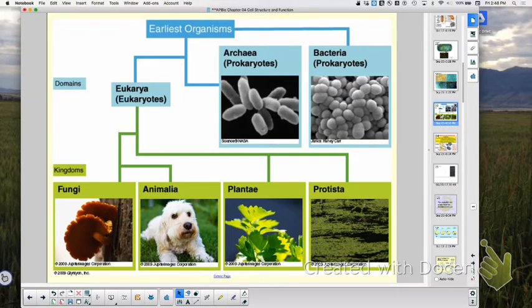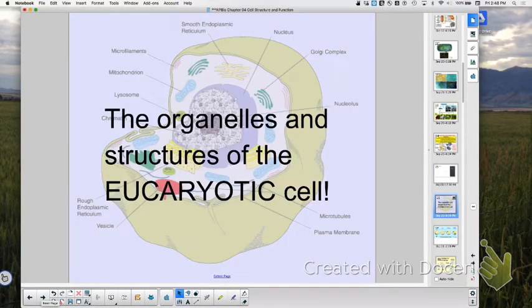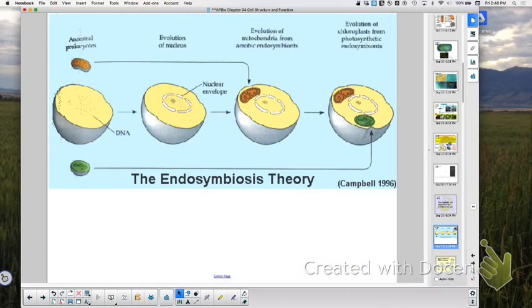So then the question that we had is, where did eukaryotic cells come from? How did they evolve? Okay, and so when you look at the evolution of eukaryotes, I would focus on two things. One I would focus on is the energy organelles. Who are the two energy organelles? Mitochondria and chloroplast.